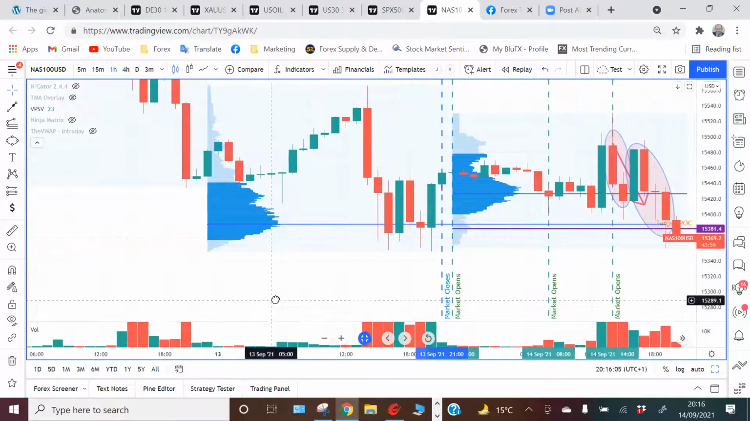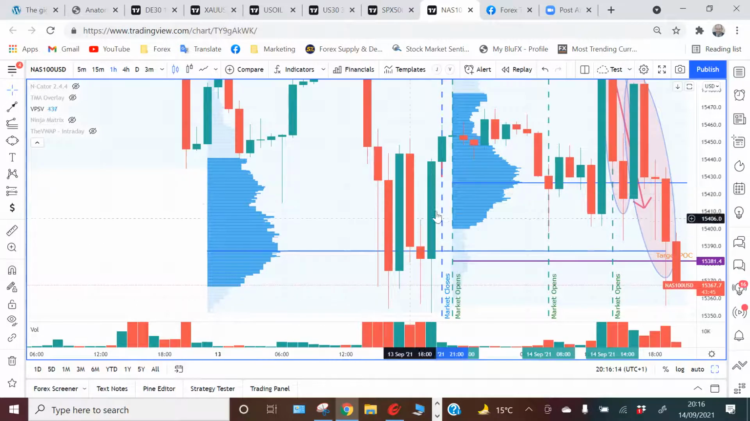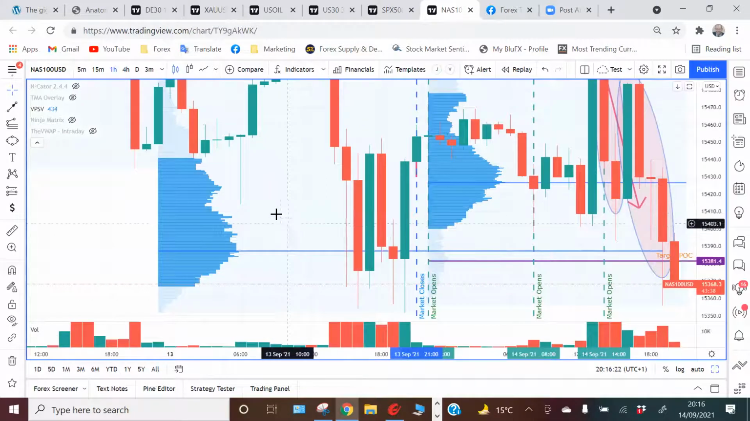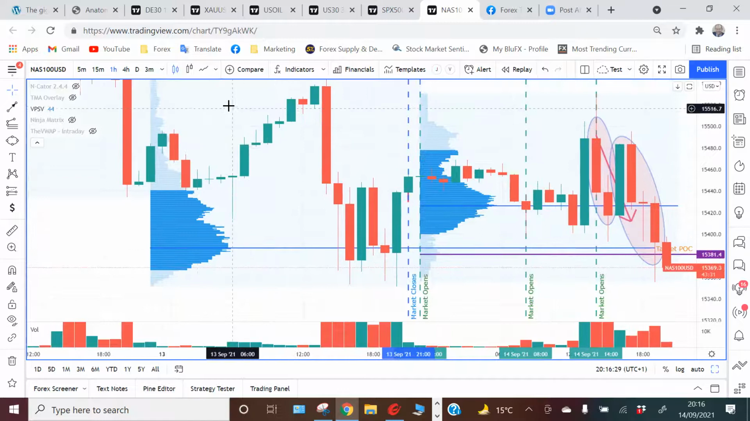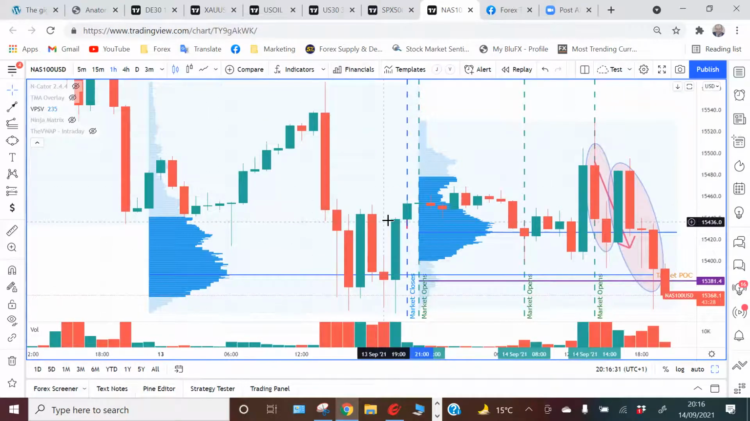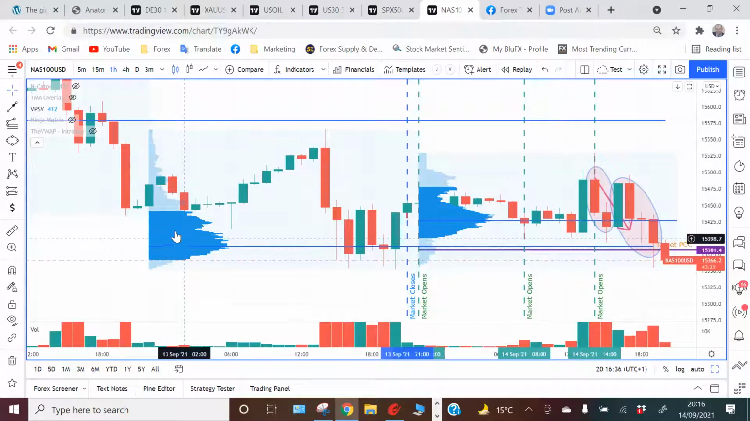Now, what does this all mean? Treat this like a magnet. Because price is in here, price is naturally drawn back to this point of control. Now, just so you know, 70% of the whole day's trading, we'll say that again, 70% of yesterday's whole trading was in this zone here.